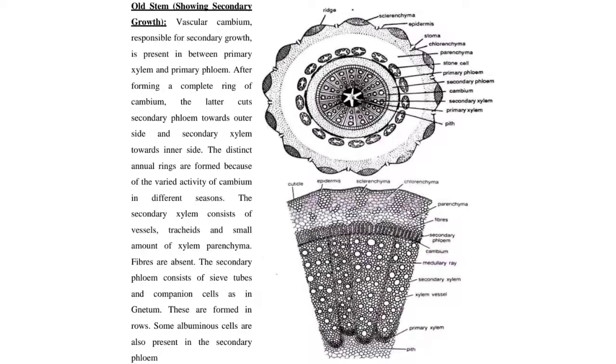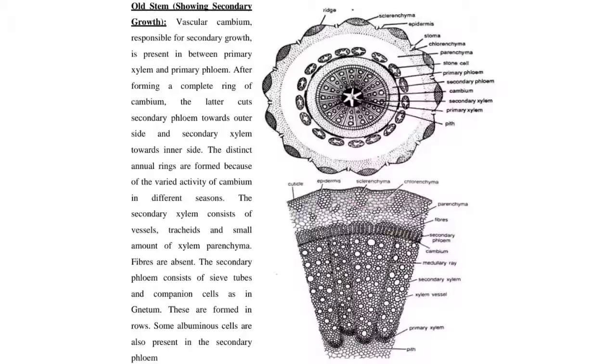Old stem showing secondary growth. Vascular cambium, responsible for secondary growth, is present in between primary xylem and primary phloem. After forming a complete ring of cambium, the latter cuts secondary phloem towards the outer side and secondary xylem towards the inner side. The distinct annual rings are formed because of the varied activity of cambium in different seasons.